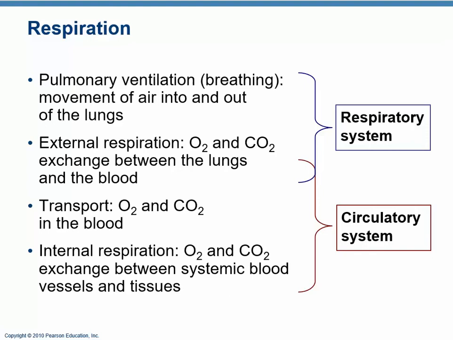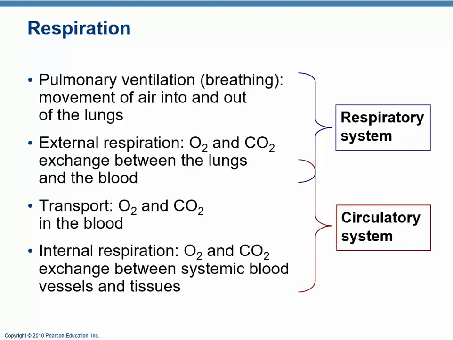Then we have to get the gases that we want from that air into our body, so that's oxygen. And then we have to get the carbon dioxide and waste products out of our body and into that air. So the exchange that happens at the lungs between the circulatory system and the respiratory system is called external respiration.